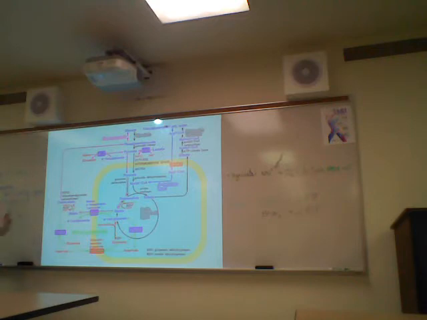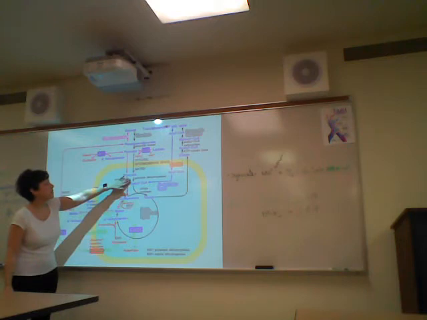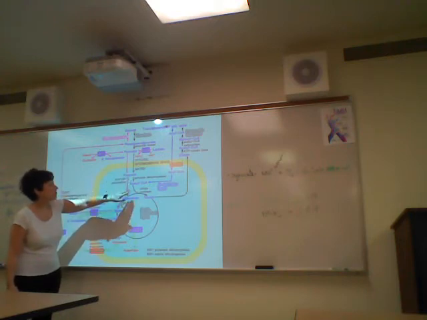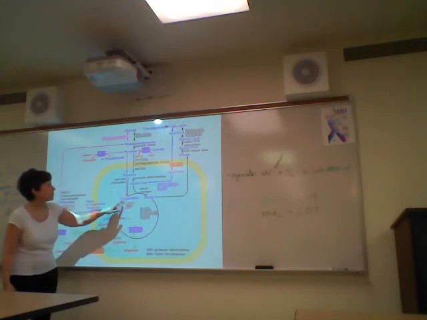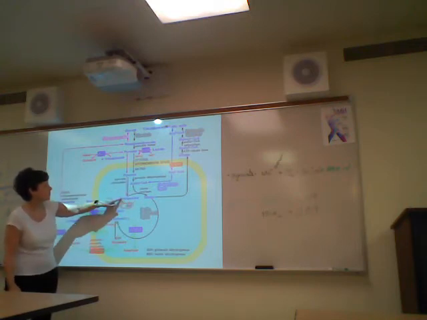Let's see what we got. All right. Pyruvate dehydrogenase complex. We just did that one. We've got our acetyl-CoA right there. And so here is where we're going to join in. Our 2 carbon unit is going to join in with our 4 carbon unit.